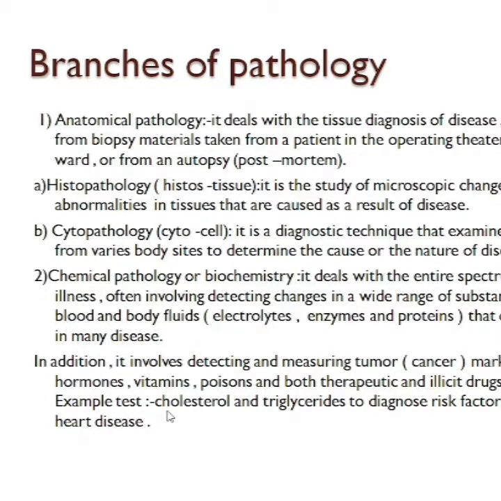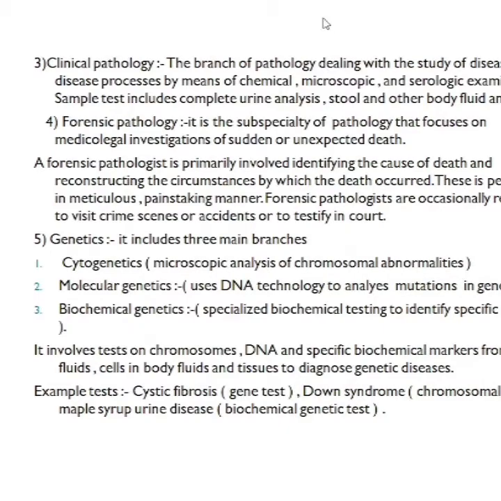For example, tests for cholesterol and triglycerides diagnose risk factors for heart disease. This is about chemical pathology. Now, the next branch is clinical pathology. Clinical pathology is the branch of pathology dealing with the study of disease and disease processes by means of chemical, microscopic and serological examinations. Sample tests include complete urine analysis, stool and other body fluids analysis.